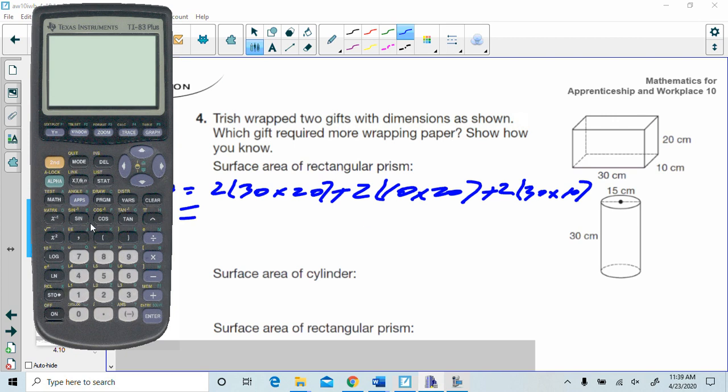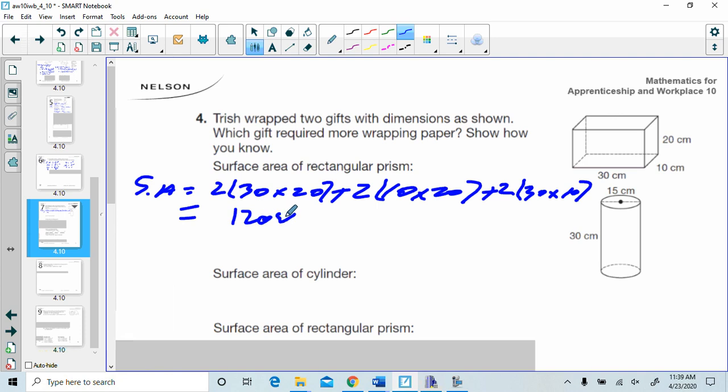So we're going to go 30 times 20, and we're going to double that. So we get 1200. I'll just keep this in the calculator so we can see it. And then the next one, we're going to go 20 times 10. Again, we're going to double that. And then we're going to take 30 times 10, and we're going to double that. So those are all our numbers: 1200, 400, 600. So we'll just put those down here. 1200 plus 400 plus 600. And then we'll just total them up.